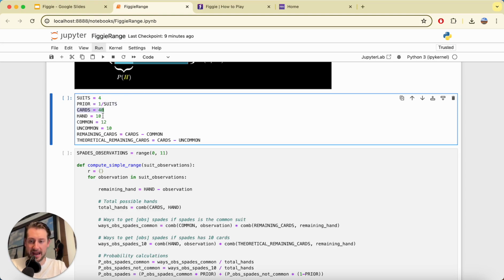You have 40 cards in the deck. You have 10 cards in your hand, and you know that there are 12 cards in the common suit. The common suit is the one that you need to figure out, so that you can figure out what the target suit is, the opposite suit to the common suit. That's going to be needed for later. So one of the uncommon suits is going to be one of the suits that has 10 cards as well. And the remaining cards, like how many cards you have in the game left when you remove the common suit, is going to be these remaining cards. And the theoretical remaining card is something that we come back to, so don't worry about it too much.